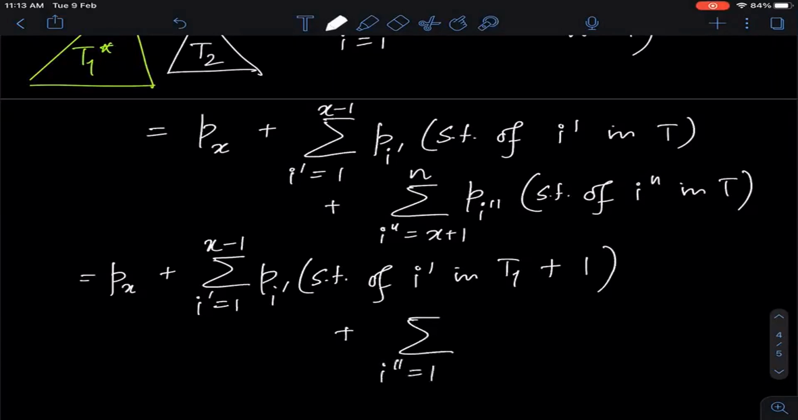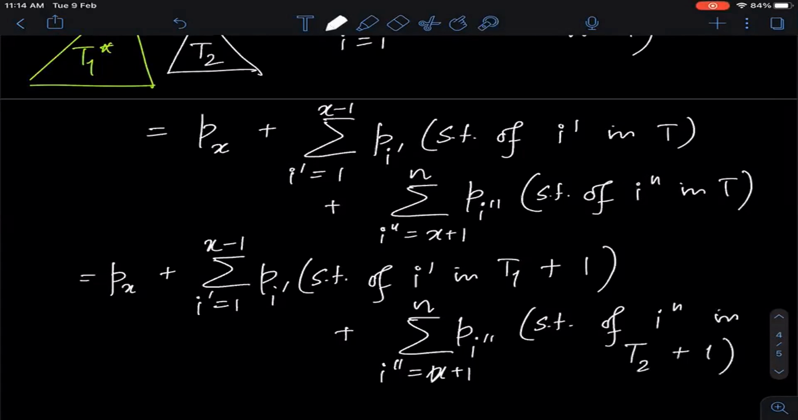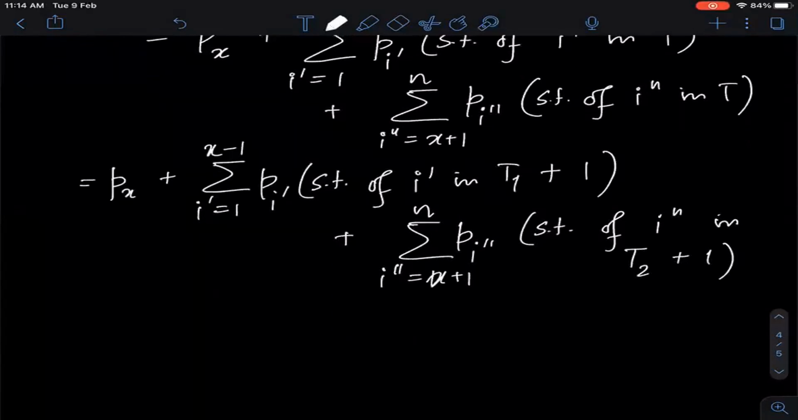Okay. So this is x plus 1 to n. Search time of i double prime in T2 plus 1. Okay. Is that clear so far? Okay. Now what I will do is some algebraic manipulation.